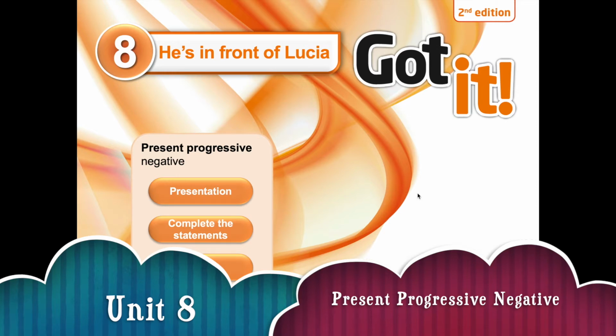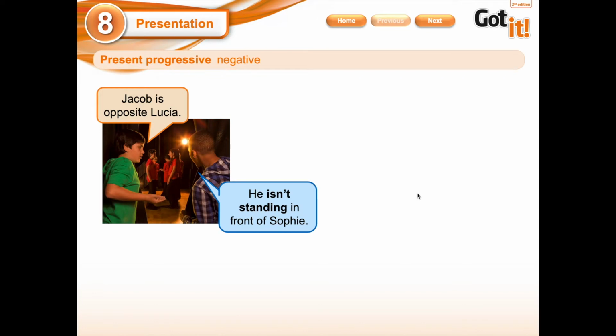This week we're going to learn a new content, and that content is about present progressive. I think it's going to be very familiar for you because in previous classes we have been working with this same tense. But in this opportunity, we're going to work with the negative part. So let's begin. Here you have a photograph taken from the story, and we have two dialogues. Jacob is opposite Lucia. He isn't standing in front of Sophie, and we're going to focus on the words that are involved.